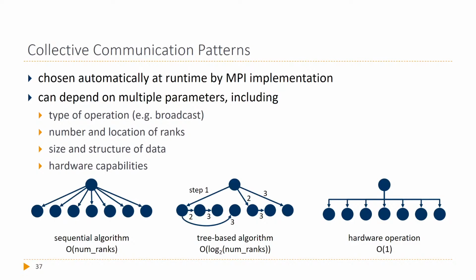It could depend on the size and structure of data. It could depend on hardware capabilities. So below you see 3 examples. You could have a sequential algorithm for implementing a broadcast, for example, which has the complexity of the number of ranks, because if I have 10 ranks, I need to do 10 send operations. That's just the long code example you saw on the previous slide.